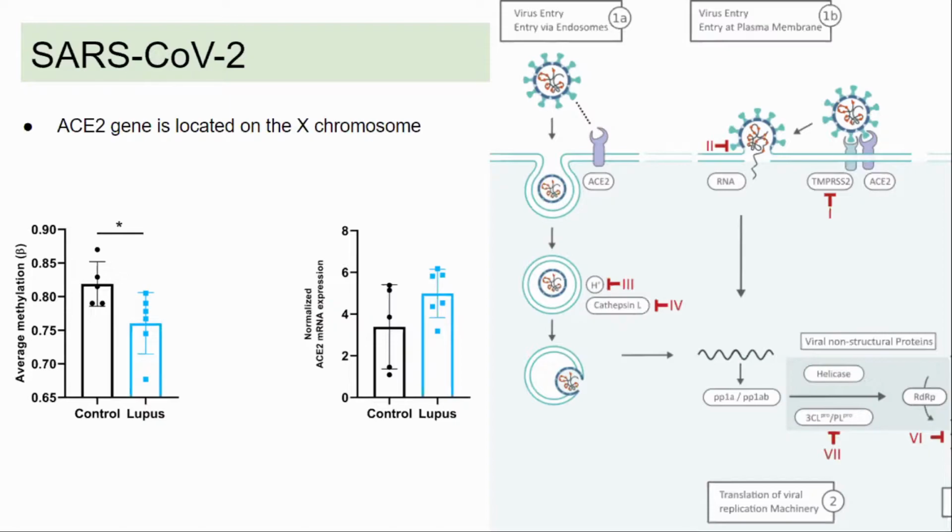In this, they collected the CD4 T cells of lupus patients, and then they analyzed the methylation between healthy people and lupus patients. On the left side, it shows that the lupus patients have hypomethylation. Then they investigated ACE2 mRNA expression, comparing the healthy group and the lupus patients, and also found that the ACE2 mRNA expression level is higher than in the control group. Next slide.